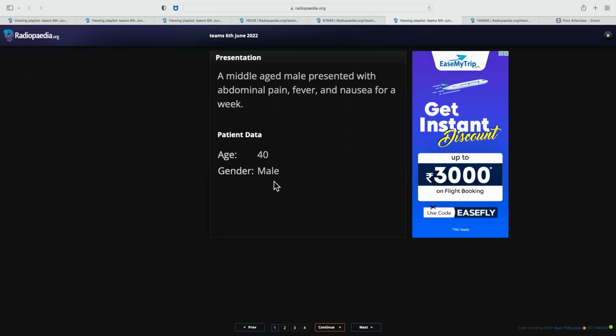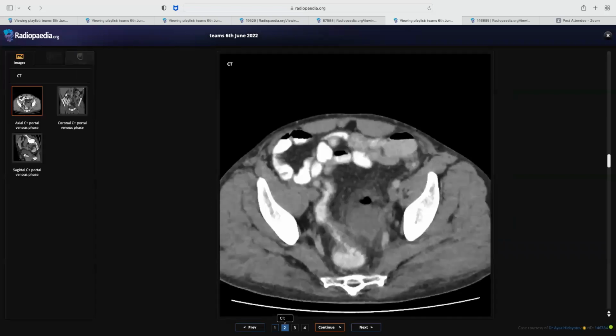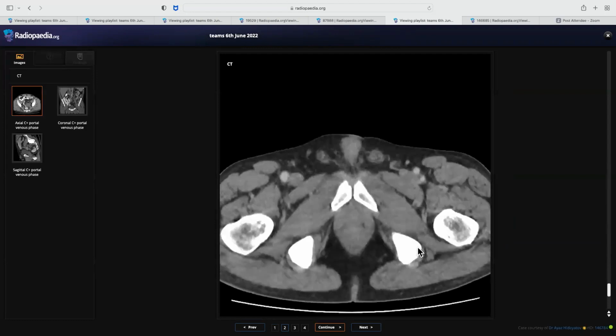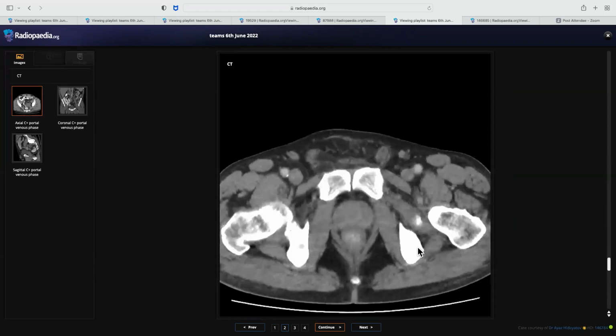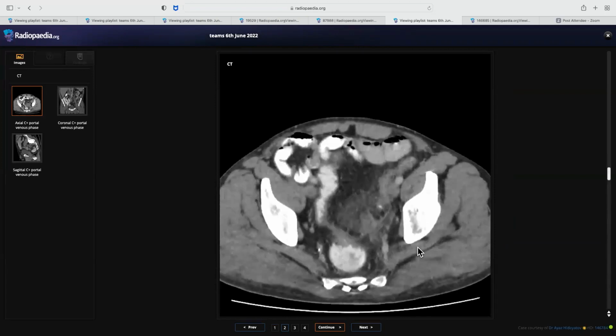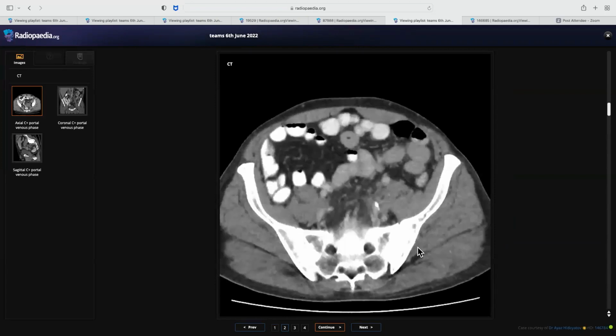Yes, madam. Okay, please continue with this case. A middle-aged male, a 40-year-old male patient, presented with abdominal pain, fever, and nausea for a week. You can scroll the images. I'm given a CT abdomen post-contrast study.